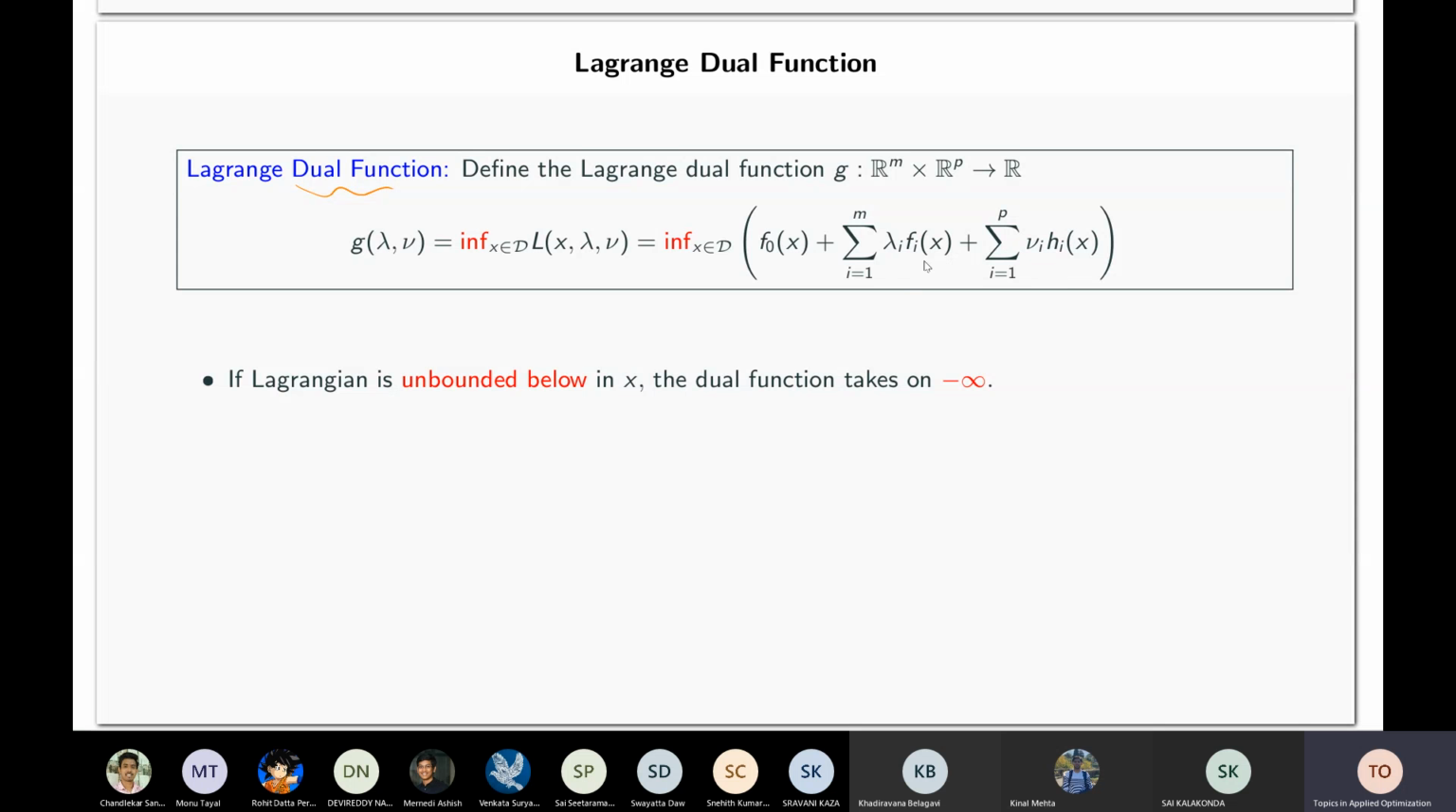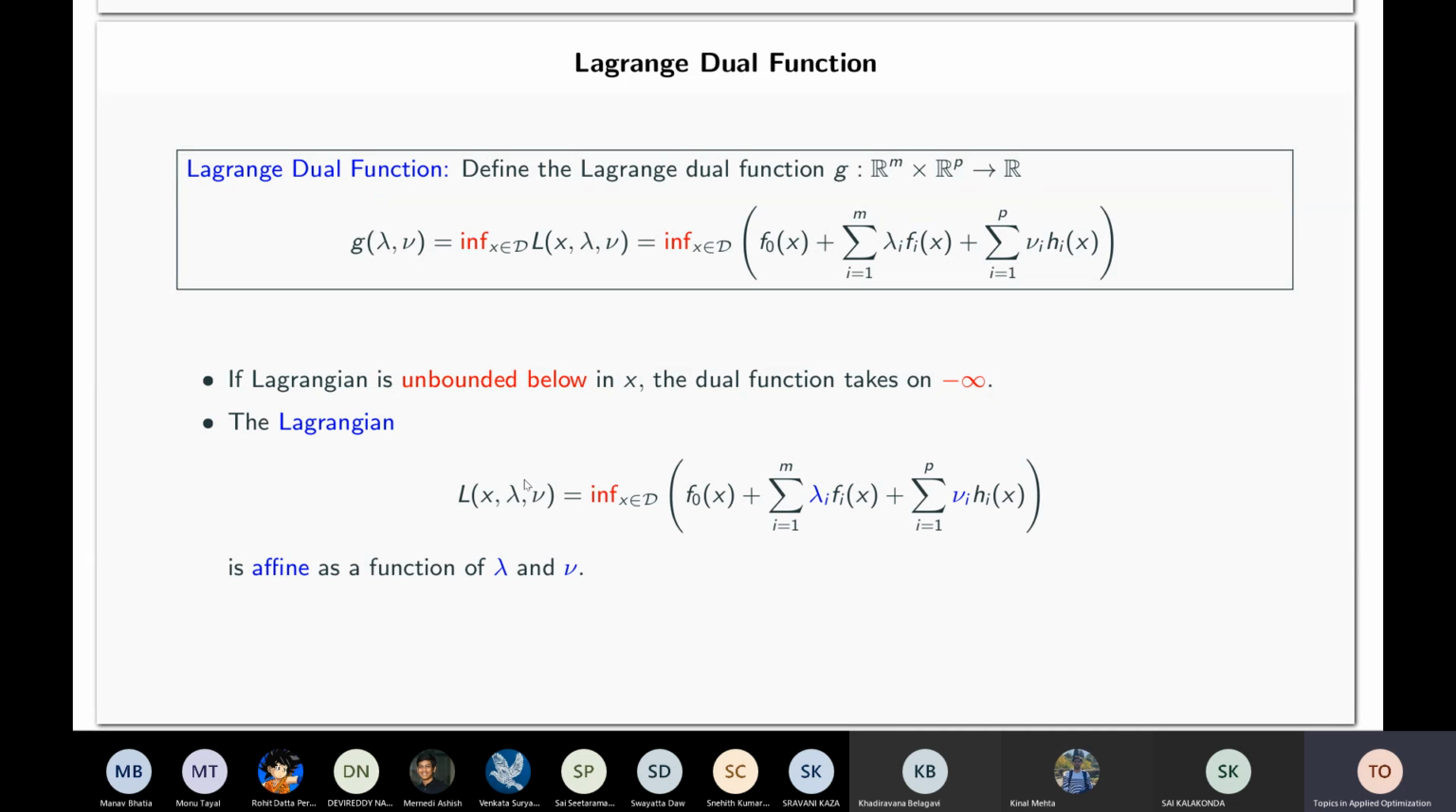After solving this infimum problem, we are left with lambda and nu. If the Lagrangian is unbounded below, then the dual function takes on a negative infinity value. And the Lagrangian is an affine function of lambda and nu. So this we have also seen before.